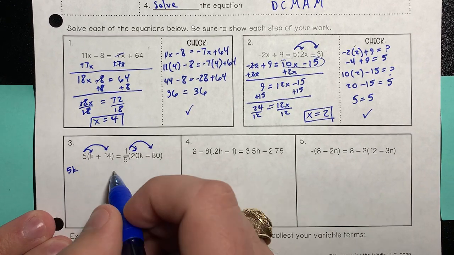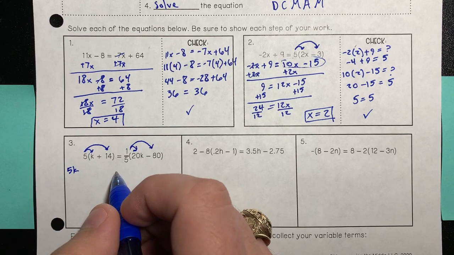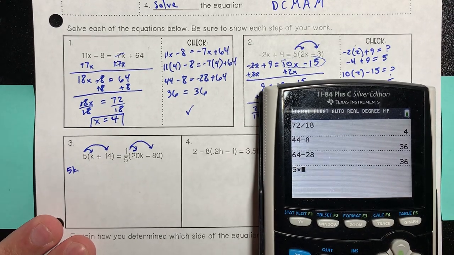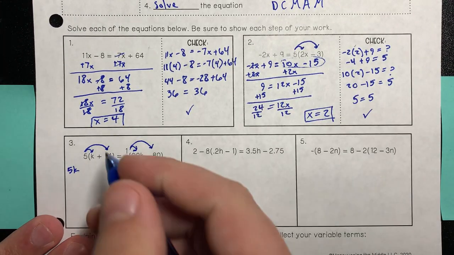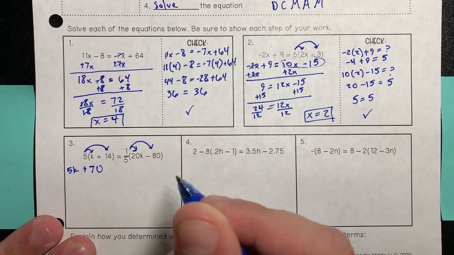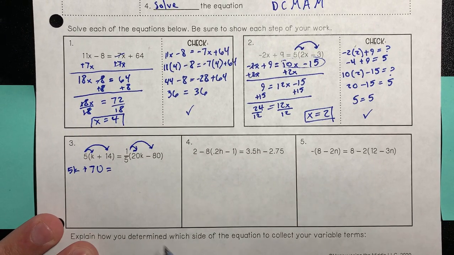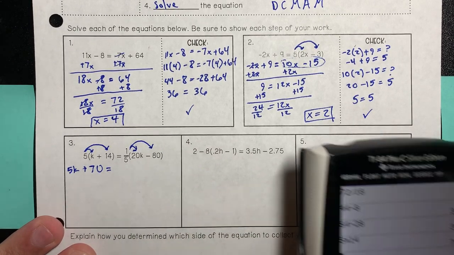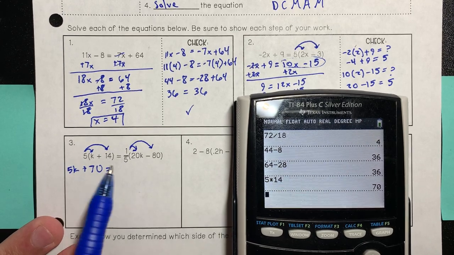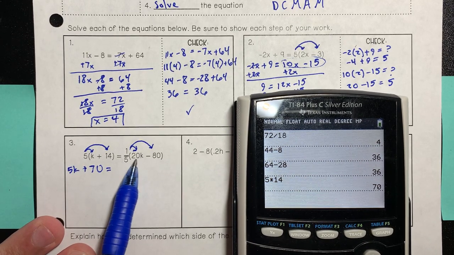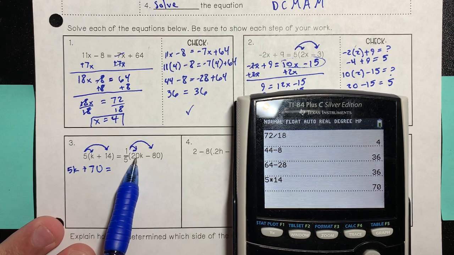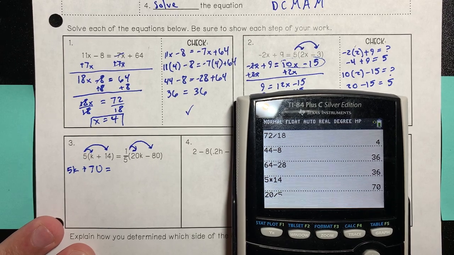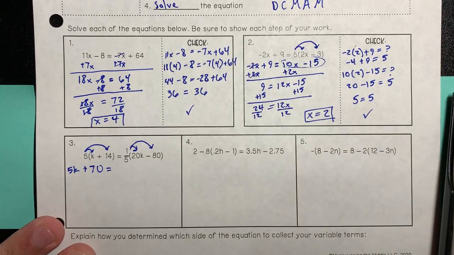We also have 5 times 14. Well, what is 5 times 14? If you pull out your calculator, 5 times 14 gives us 70. All right. And then on this right side, what is 1/5 of 20k? Well, for those who don't know, taking 1/5 of something is the same way of saying you can divide this by 5. So I'm going to take 20 divided by 5, and that gives us 4k.